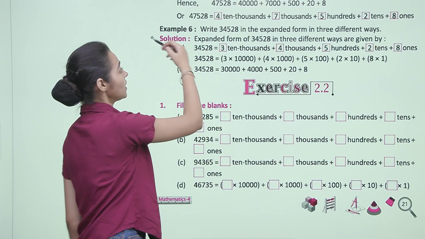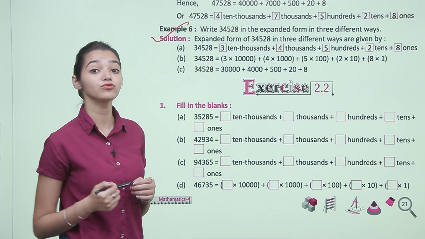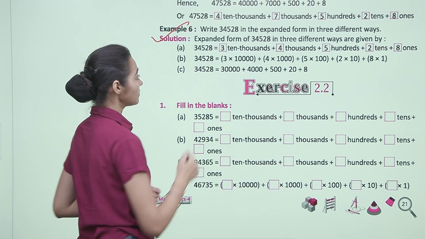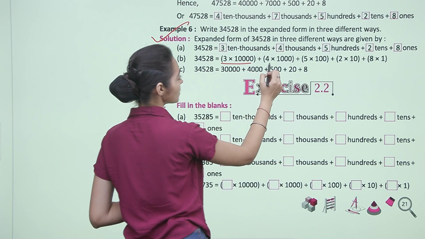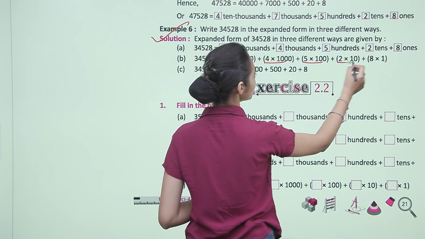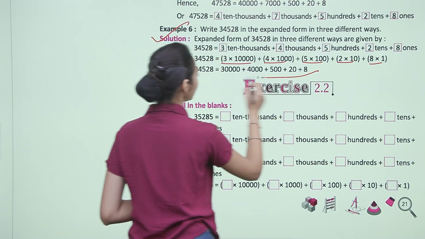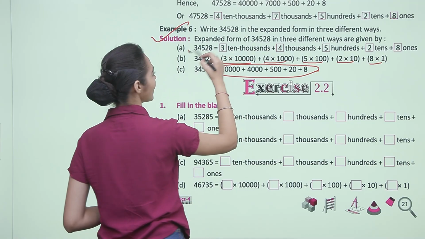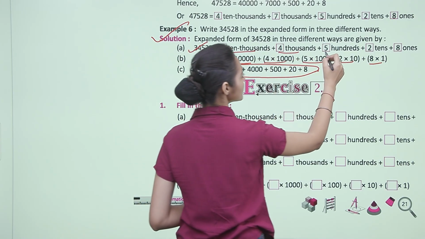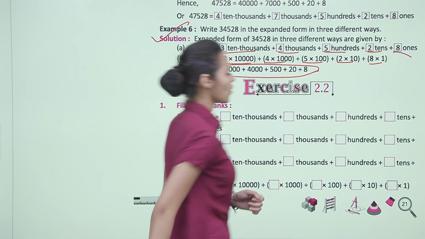Now let's look at example number 6. In example number 6 we have to write the expanded form in 3 different ways. Firstly we can write it as 3 into 10,000, 4 into 1000, 5 into 100, 2 into 10 and 8 into 1. Then we write it after multiplication, or we can write it as 3 ten-thousands plus 4 thousands plus 5 hundreds plus 2 tens plus 8 ones.